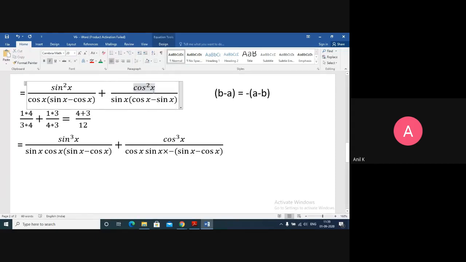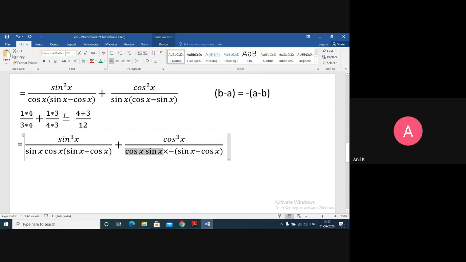When I multiply the numerator with cos, already I have cos square into again cos. Again the same formula, a square into a will be a cube. So cos square x into cos will be cos cube x. Now the denominator is also multiplying with cos, so I have cos x into sin x, cos x minus sin x. Now I have sin x cos x for the first denominator, and for the second denominator also I have sin x cos x. So I made the denominators equal, but still I have one more problem.